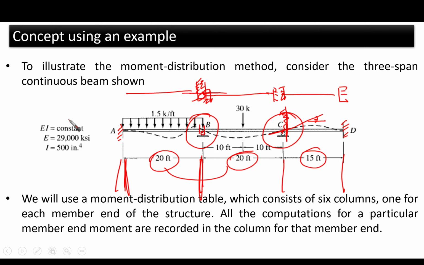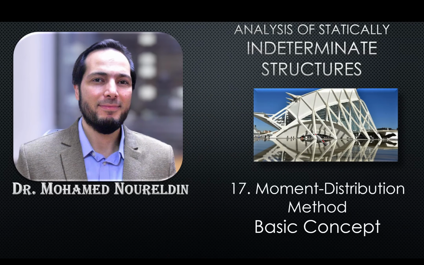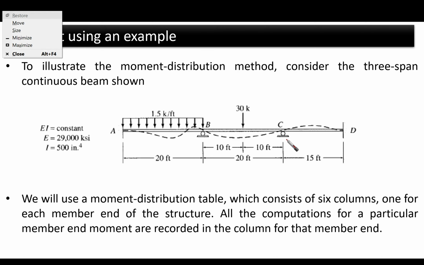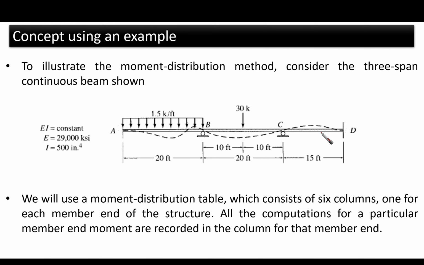Only for the information, EI is constant for all of them. So all of the members have constant inertia, EI, and the values of E and I are given for us. We have only a distributed load on the first span AB, a concentrated load in the middle span BC, and no loads in this member. So here there is no loading, and we have loading only in these two spans.